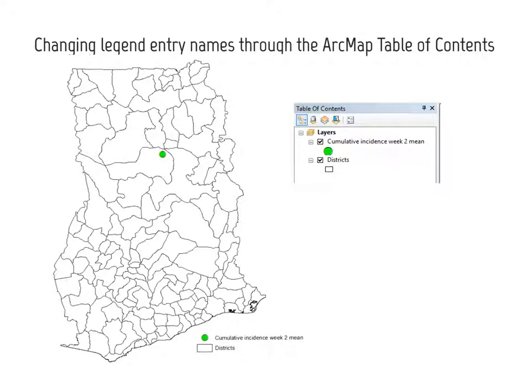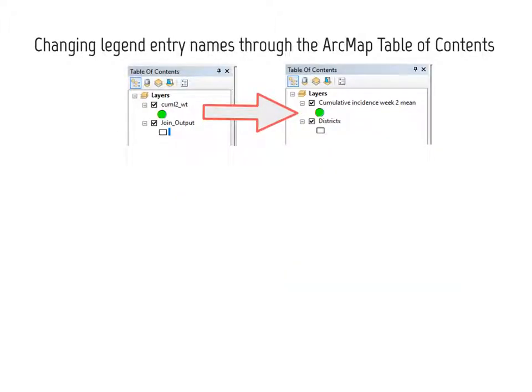Now we can see, since I've updated both of my file names, the polygons to districts and that point to a cumulative incidence, now those names are clear for the reader, and the layers that have been renamed in the Table of Contents are also now named in the map legend. So, a quick tutorial, quickly change the name of the Table of Contents to the name you want.